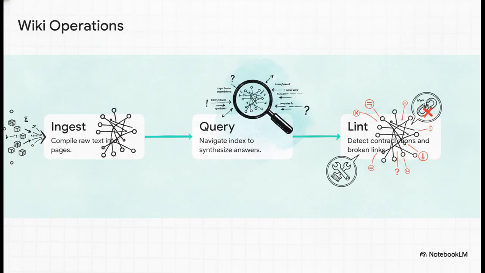During the ingest phase, the agent reads a new immutable source and compiles updates across multiple related concept pages in the wiki layer. Then, during the query phase, it navigates that compiled index to synthesize answers directly from the highly organized markdown. And this is crucial. During the lint phase, it runs automated health checks to detect contradictions, orphan pages, or broken links, actively guarding the knowledge graph to keep it healthy.